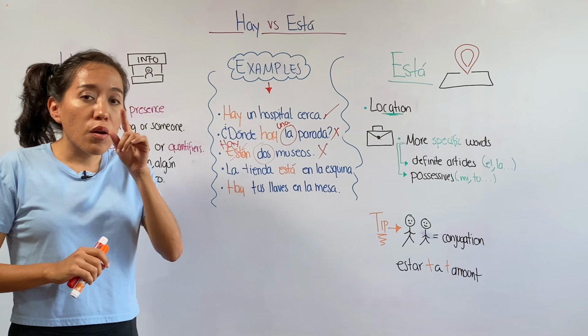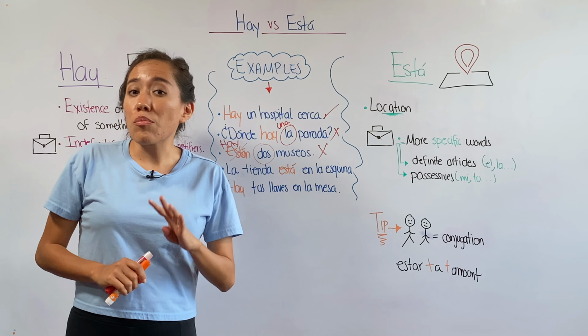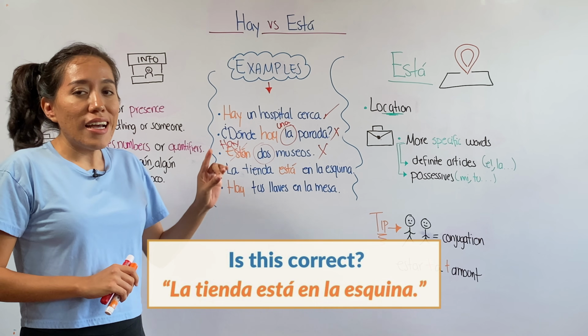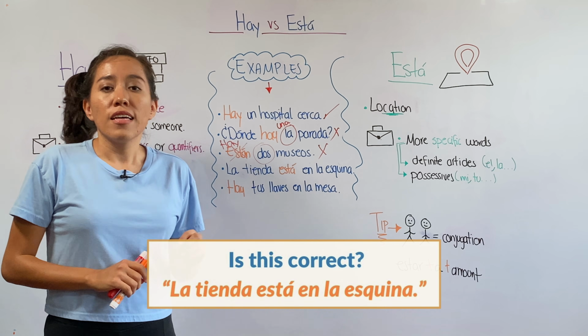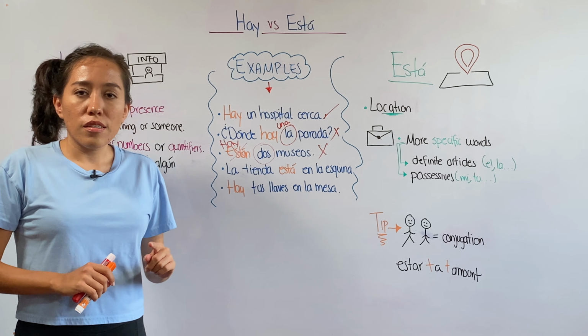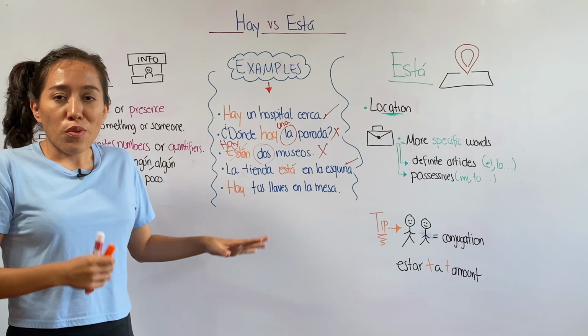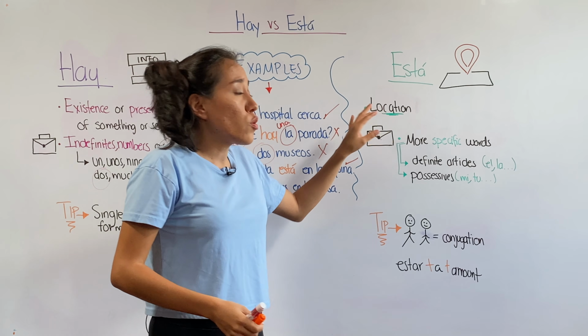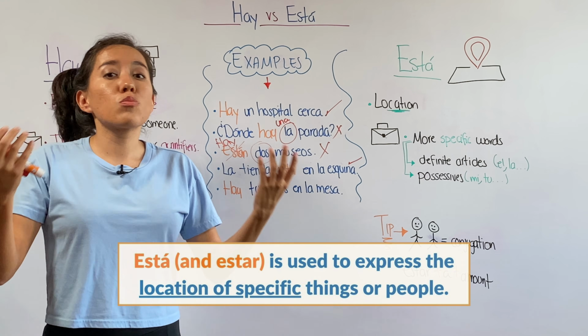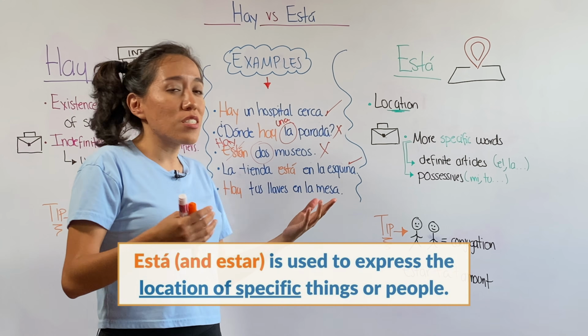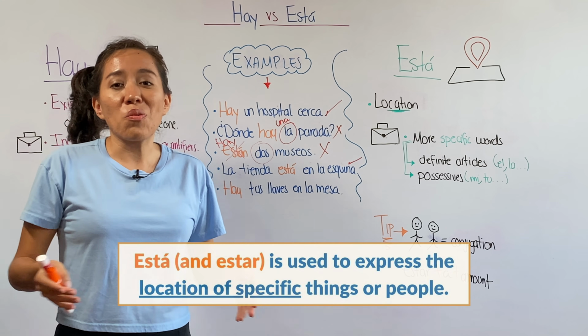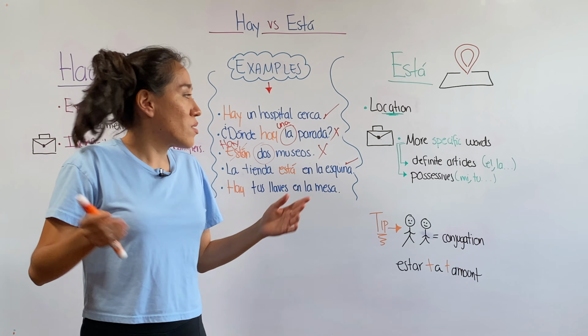Let's go check estar. And to do this, I want you to go to sentence number 4. La tienda está en la esquina. Is this correct or incorrect? That's great, this is correct. So this example shows you that in Spanish we use estar to express the location of things or people. It simply tells you where a person or a thing is, right?